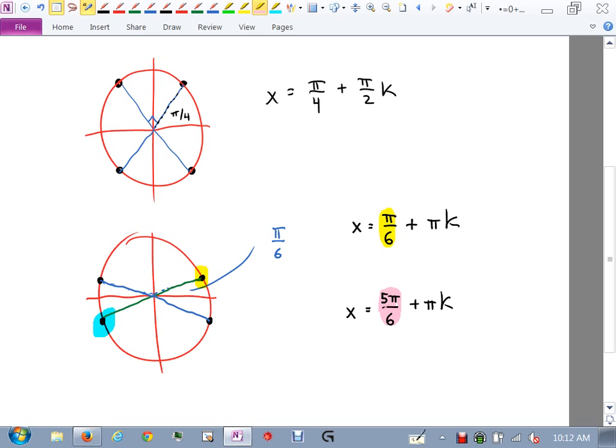Now, could you have done pi over 6 plus 2 pi k, 5 pi over 6 plus 2 pi k, 7 pi over 6 plus 2 pi k, and 11 pi over 6 plus 2 pi k? Yes, you could have done all 4 separately with full rotations going back to them. But now you got 4 sets of general solutions, and a lot of them are going to overlap each other and produce the same points. So you want to be efficient if possible here.